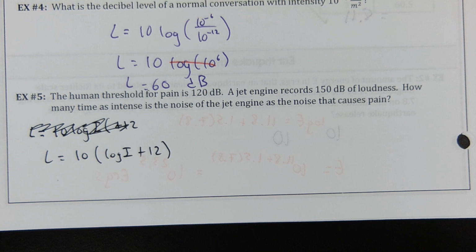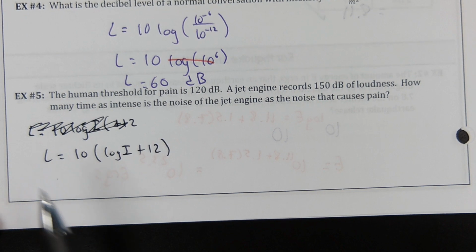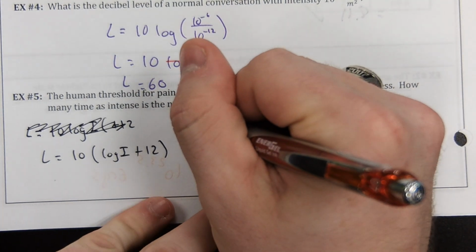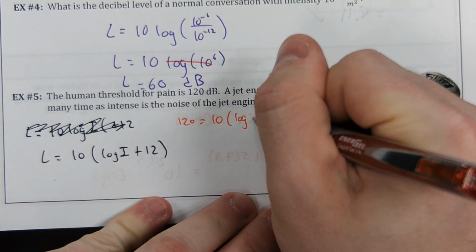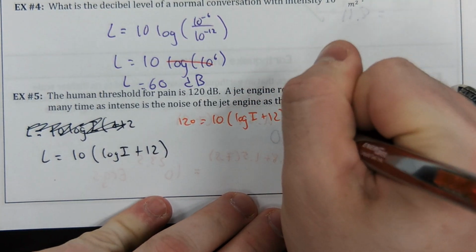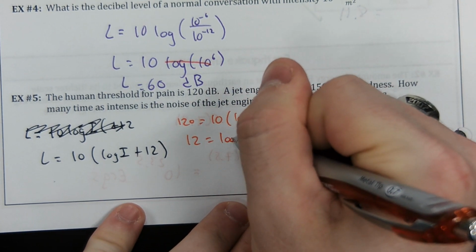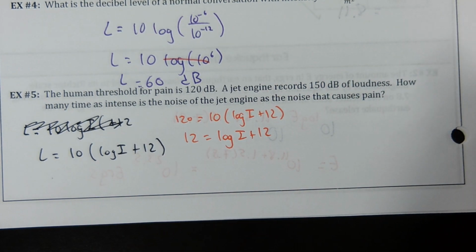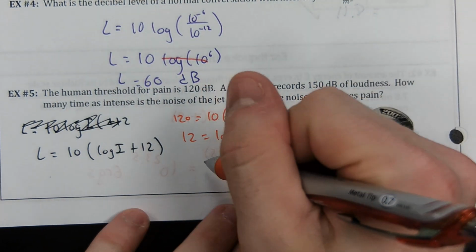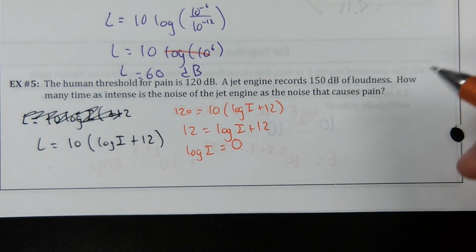So we want to know how many times louder it is. All right. Well, we can just drop in the 120 and the 150 into this formula. Let's see. 120 is 10 log I plus 12. Divide both sides by 10. Oh, look. If you subtract 12 from both sides, we get that log of I equals 0. So then what is the intensity?